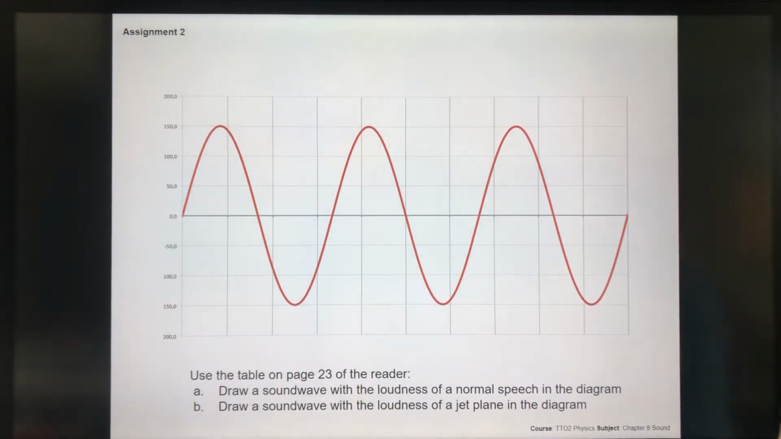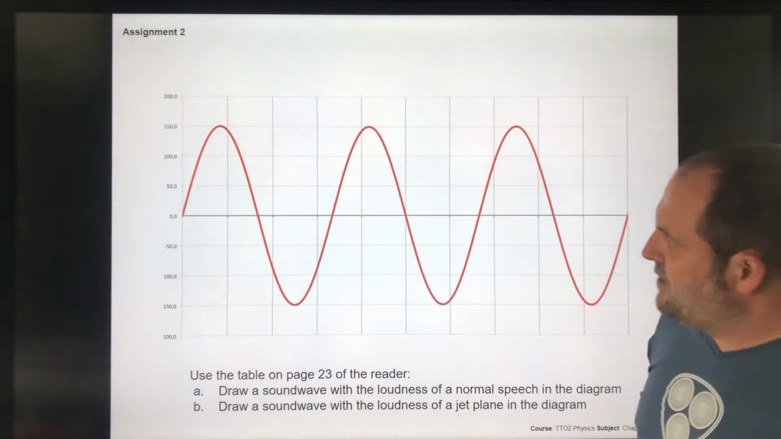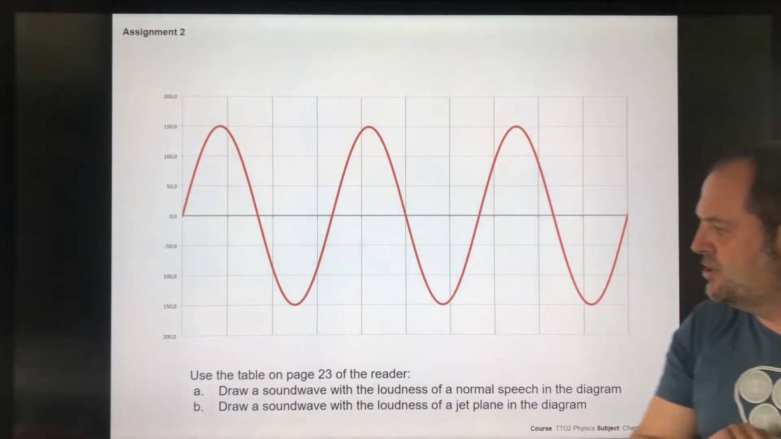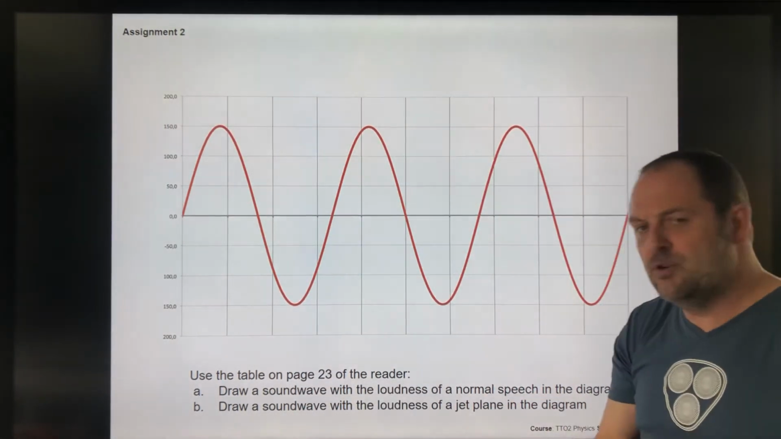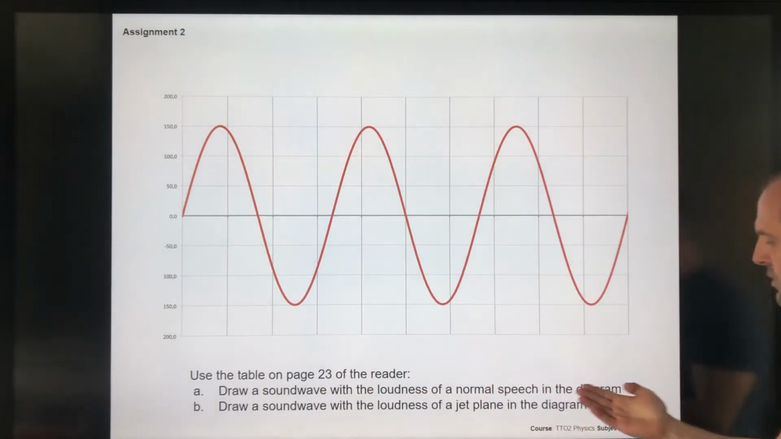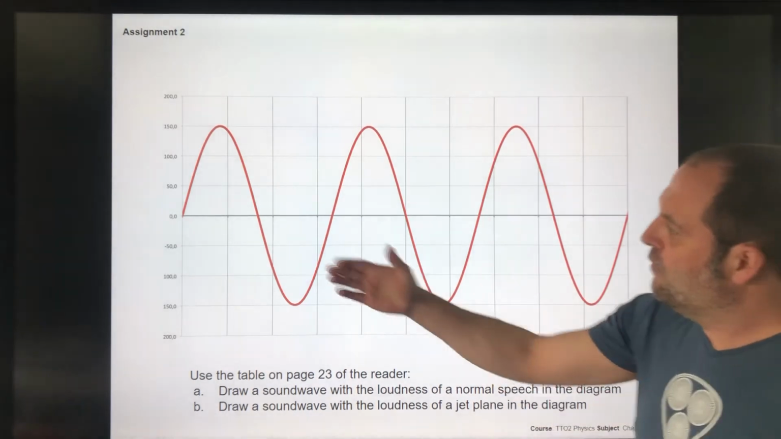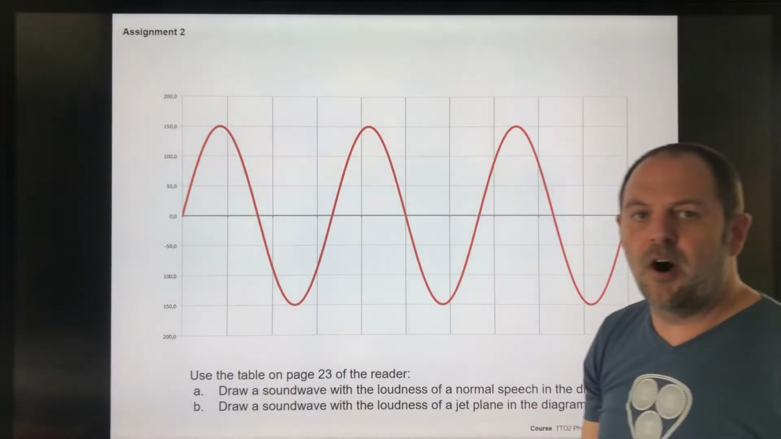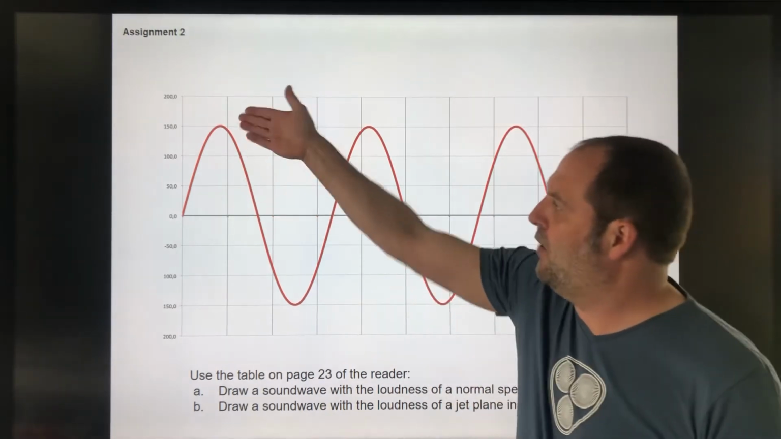In assignment number 2, a sound wave is given and you see the amplitude over here. There is a table in your reader on page number 23 and you need to use that table. First one is draw a sound wave with a loudness of a normal speech in a diagram. Well, over here I see a sound wave and it has a maximum amplitude of 150 decibel. That is on the vertical axis.